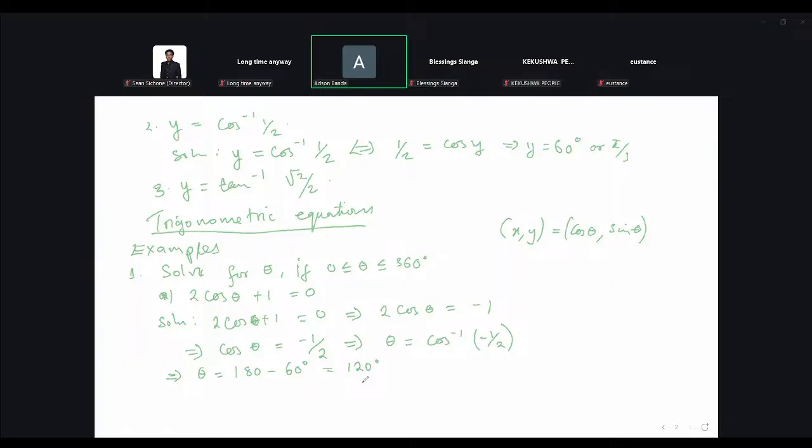So that is in the second quadrant. We also know that in the third quadrant, the cosine is also negative. So in that case, theta is equal to 180 degrees. So we are beyond 180, so we are going to add the reference angle, which is 60 degrees. And that gives you 240.